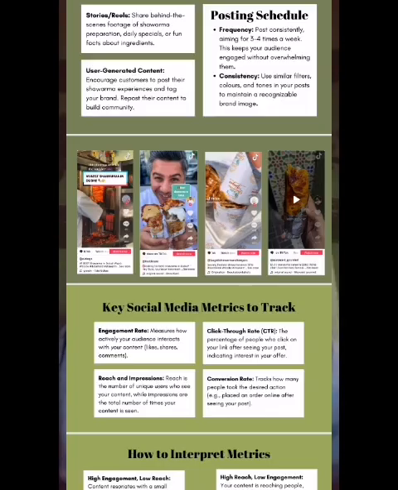So these are key social media metrics to track. There is engagement rate, your reach and impressions, your click-through rate, CTR, your conversion rate. Let me explain this. The engagement rate, it says, measures how actively your audience interacts with your content: likes, shares, and comments. How often do people see your post and like it? How often do they comment? How often do they share?